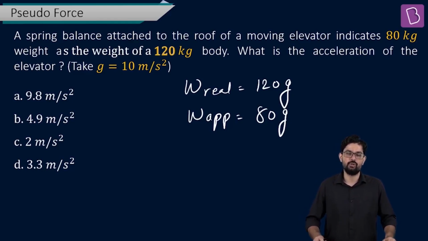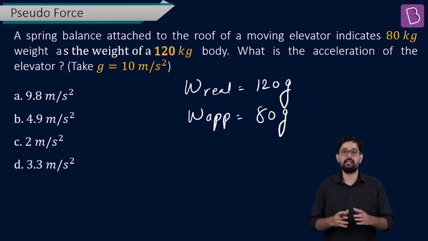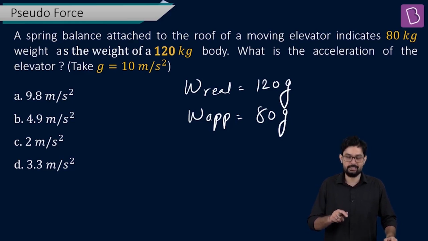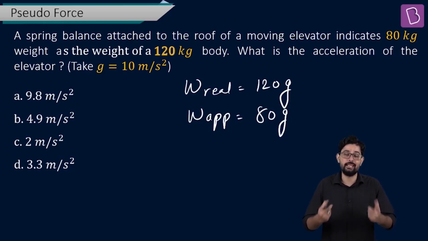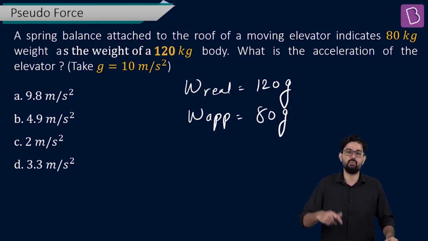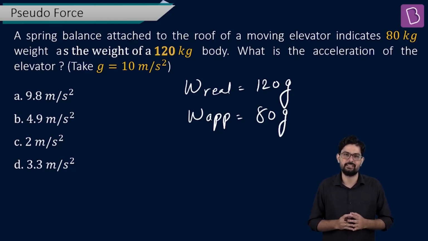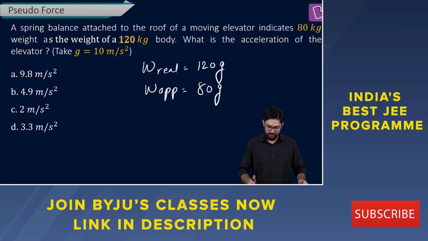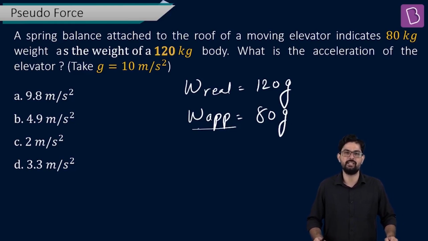In this case also, if the lift or the elevator accelerates upwards, then the tension force within this spring balance will increase. And if the elevator is accelerating downwards, then the tension force or the spring force will decrease. So what has happened here? Well, the tension force has decreased, right? Because the apparent weight is now 80 g and the real one is 120 g.